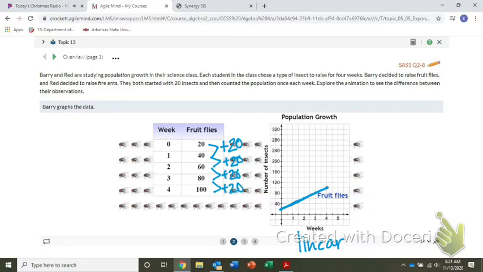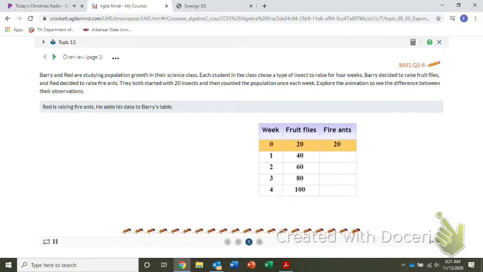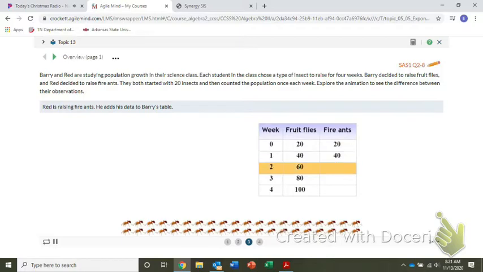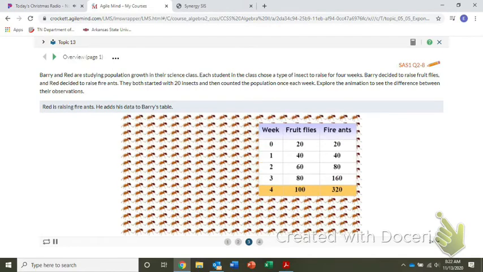All right, now, if you flip back to number 3, it shows the fire ants. So red starts with 20, then he goes to 40, then he goes to 80, then he goes to 160, and then he goes to 320. So instead of adding 20 every time, he is multiplying by 2 each time. So fill in your chart.